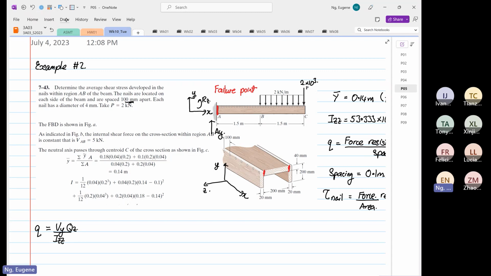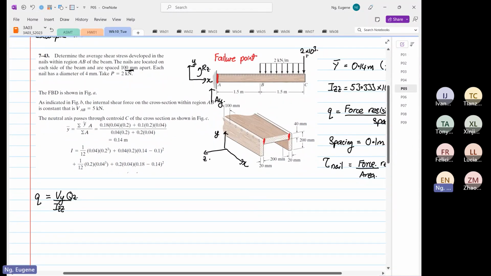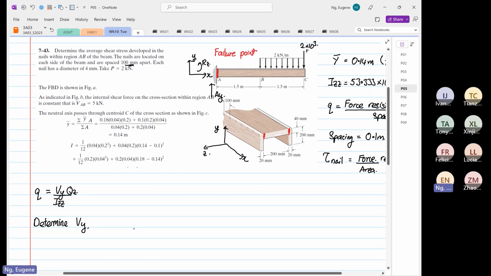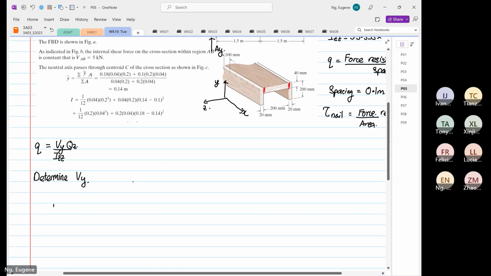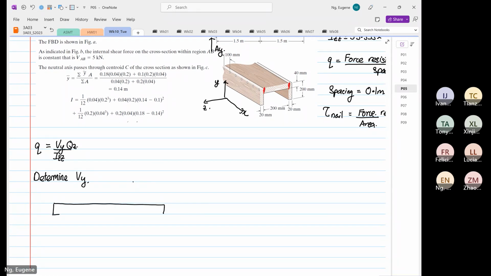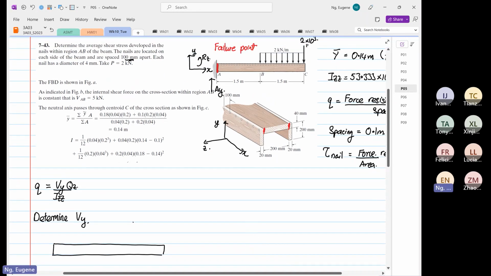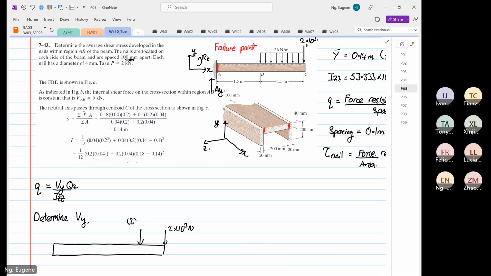Okay. So to find AY, right? So if I were to draw, so we have to determine Vy, right? So we know that if we draw the free body diagram, what we have over here is 2 times 10 to the power 3 Newton. And then we have a load down here, which is 2 times 10 to the power 3 multiplied by 1.5. So this is 2 times 1.5 is equal to 3 times 10 to the power 3 Newton.